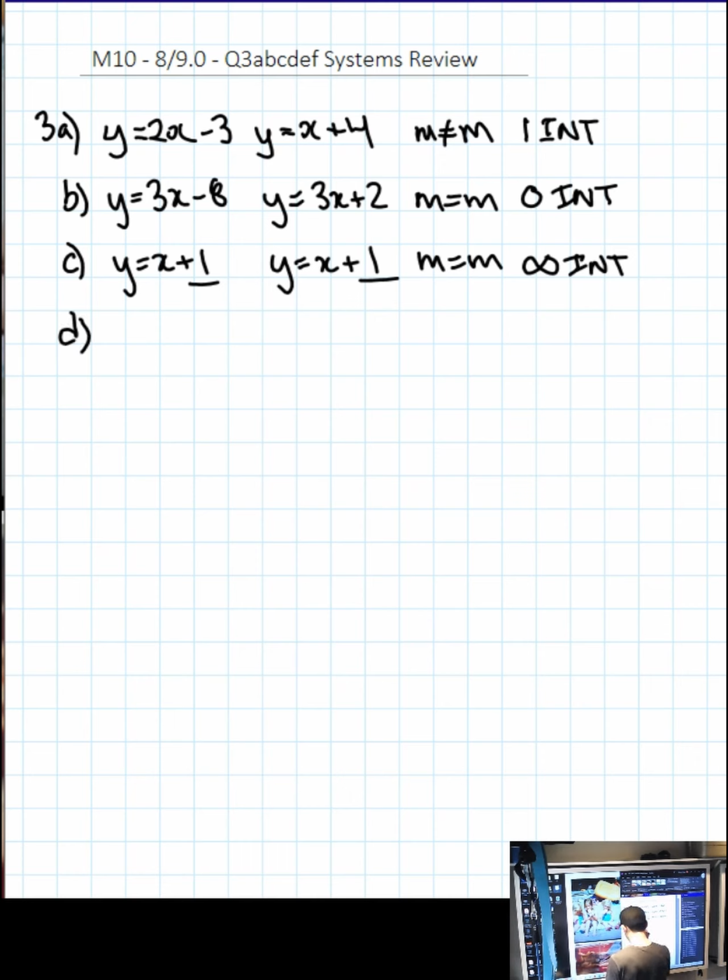Okay, D. So let's take 2x - y - 3 = 0. And let's take x - y + 4 = 0. Now, we need to get these into y = mx + b so we can more clearly see what the slope and the y-intercept are, so we can avoid using more complex formulas. So in the equation on the left, I'm going to add y to both sides.